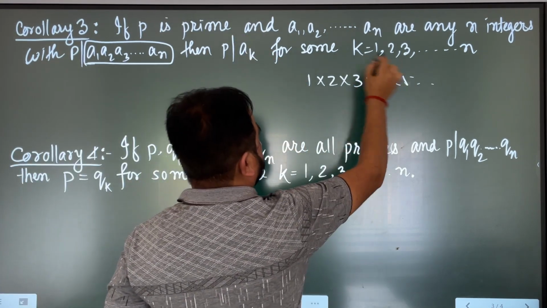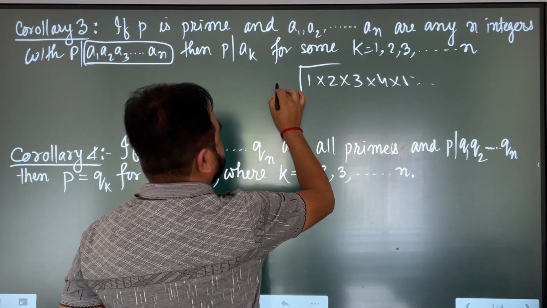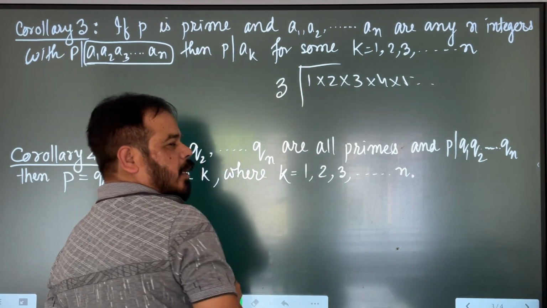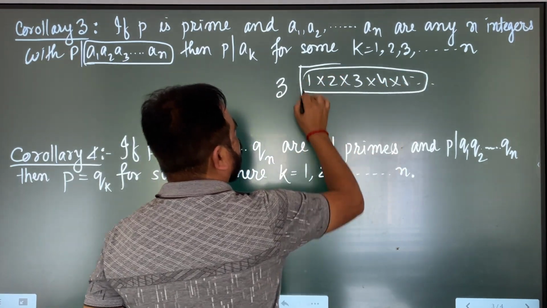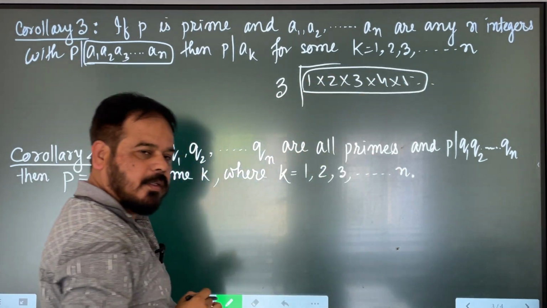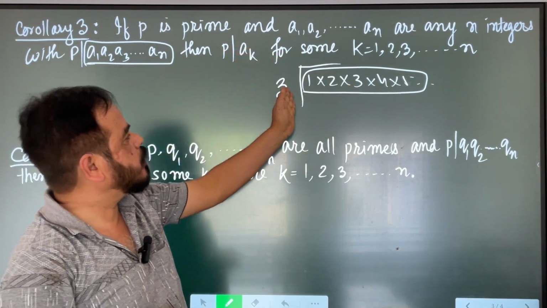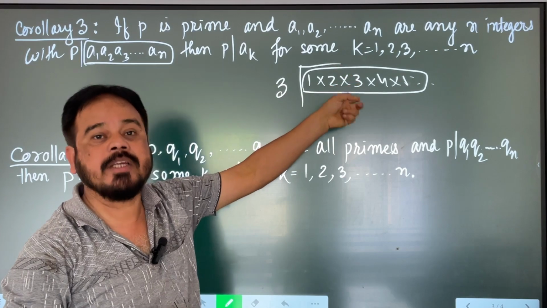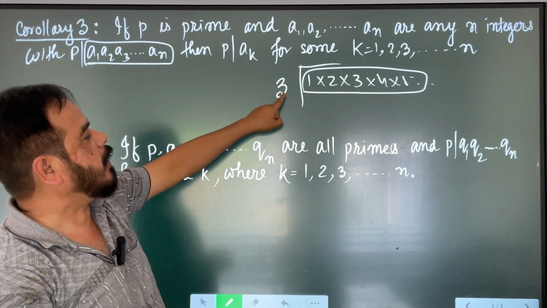So multiplication, whatever it is, suppose the number is 3. Suppose 3 is a prime number. By 3 we can divide this or not? Because here 3 is present, so it is divisible. 6 is also present, so it is divisible. 18 is present, 3 sixes are 18, so we can divide. The multiplication we can divide by 3 also.